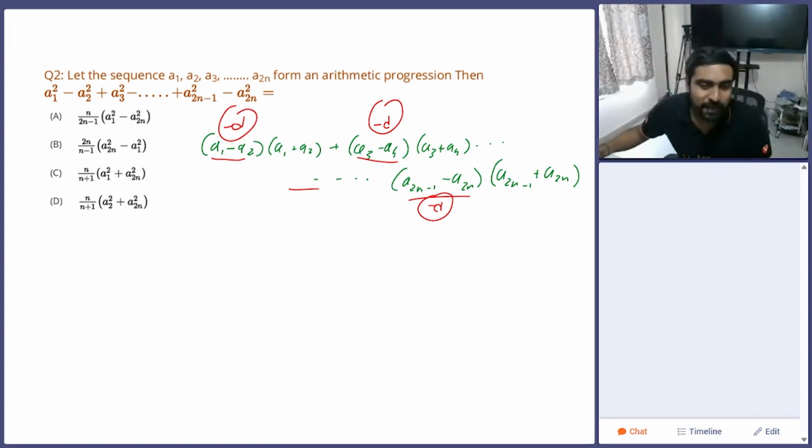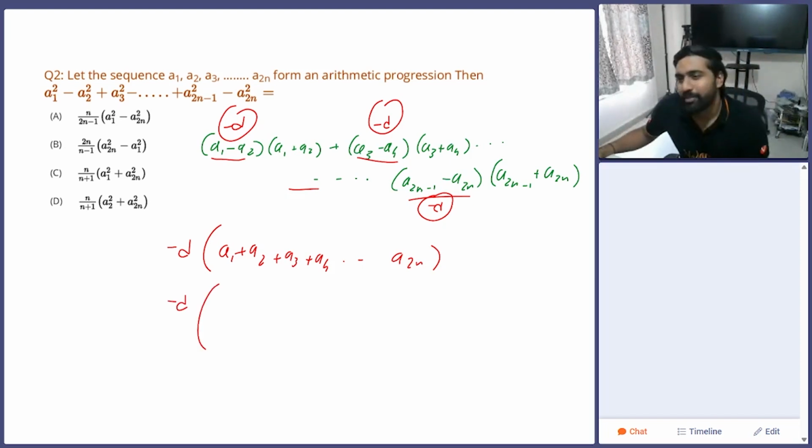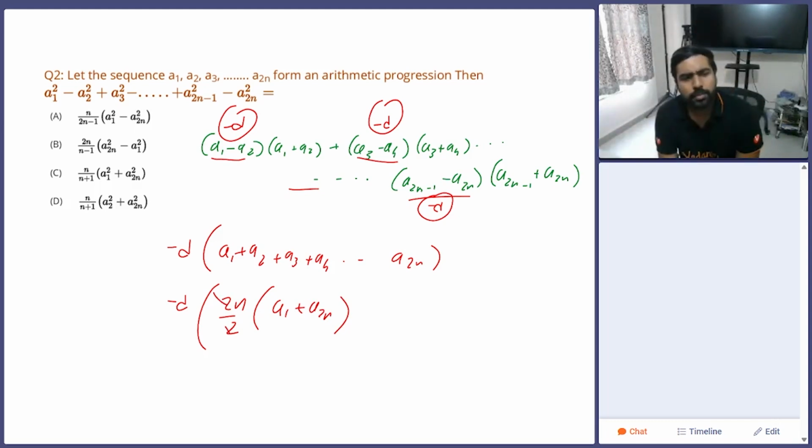So what I can say is I can take this minus d common, and what am I getting? I have A1 plus A2, A3 plus A4 till A2n over here. Can I say this is nothing but minus d into the sum of an AP, n by 2, that is 2n by 2 into first term plus last term over here. Now this 2 and 2 get cancelled out. Now you will look at the options and think that there is no option which satisfies this pattern which we are looking for, right? That's because we still have another play.